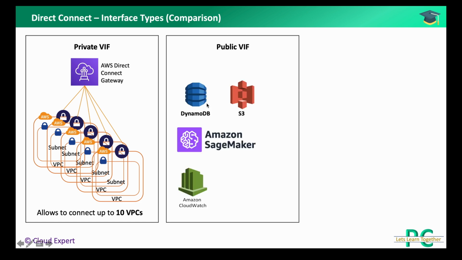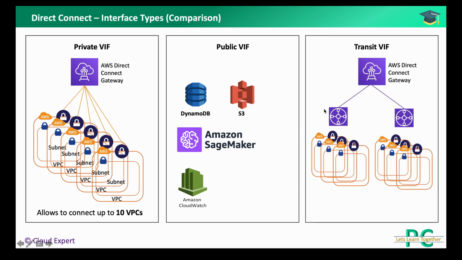Now let's move to public VIF. For a public VIF, you really don't need any Direct Connect gateway. You can use a public VIF to connect any services that are exposed via a public URL. And in this connection, you are using public IP addresses. Services like DynamoDB, S3, Amazon SageMaker, CloudWatch, if you want to access them from your on-prem data center using a Direct Connect tunnel, you have to create a public VIF.